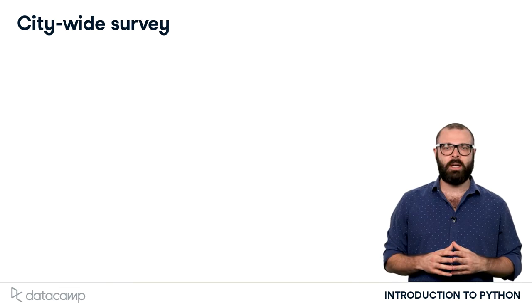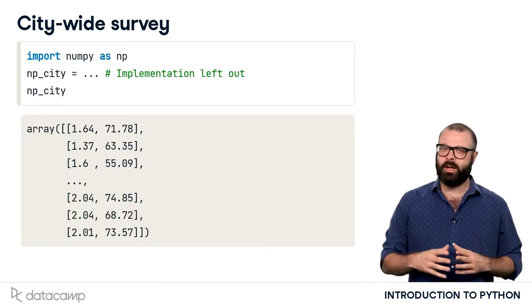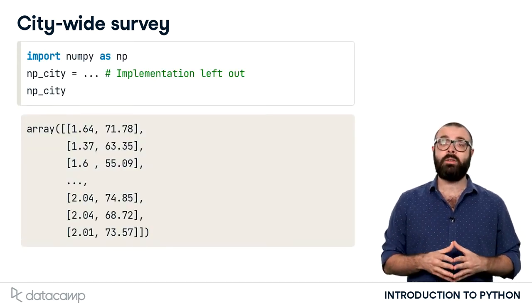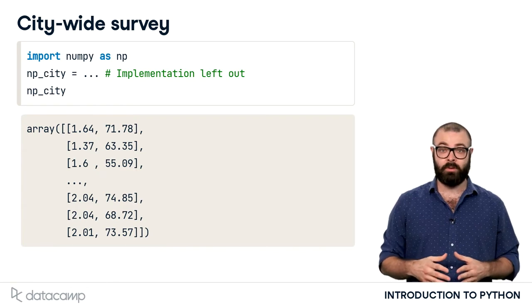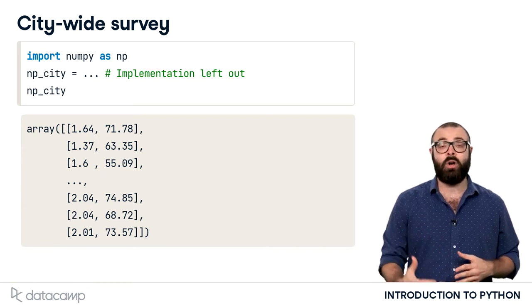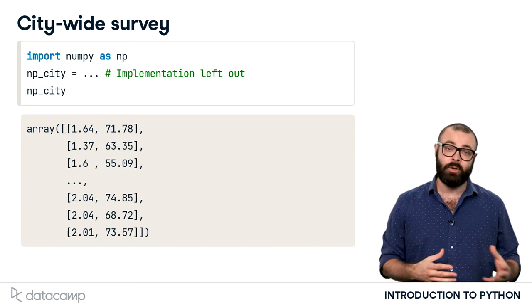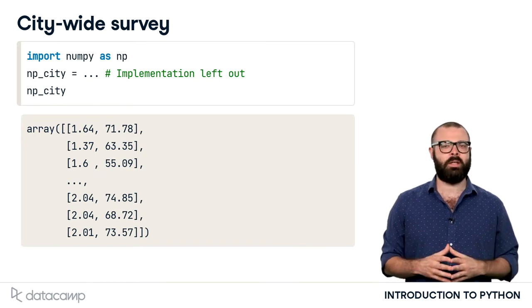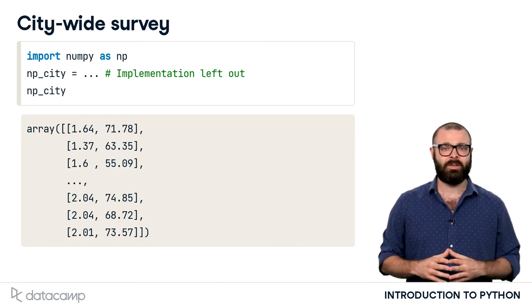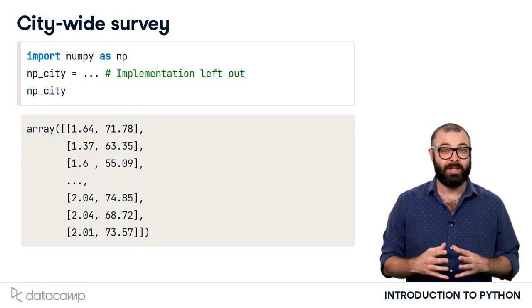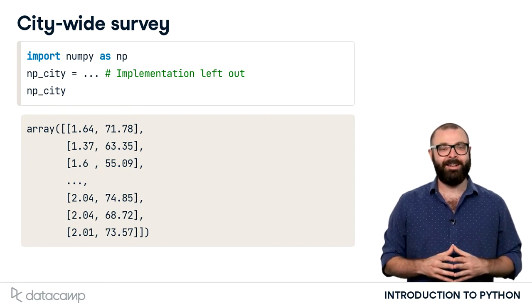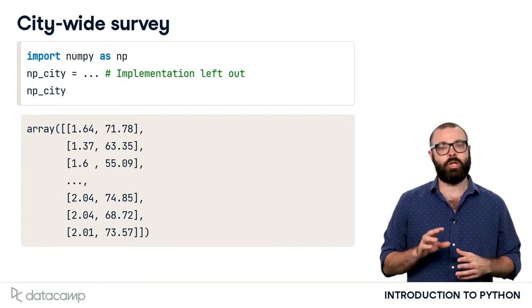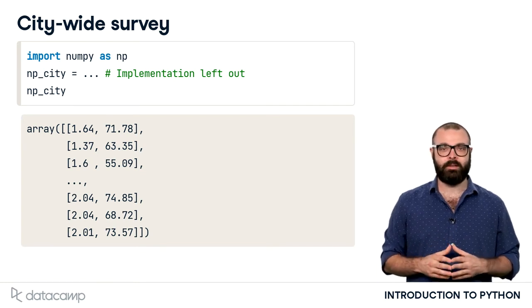You end up with something like this, a 2D array which I named np_city that has 5,000 rows corresponding to the 5,000 people and 2 columns corresponding to the height and the weight. Simply staring at these numbers like a zombie won't give you any insights. And zombies can't even interpret numbers correctly anyway. What you can do though is generate summary statistics about your data.